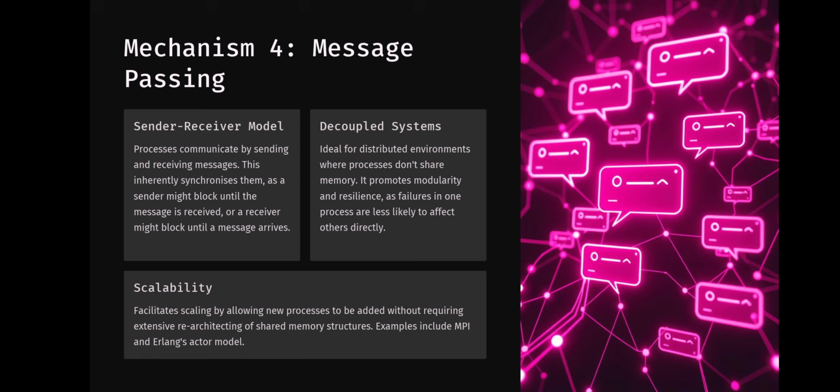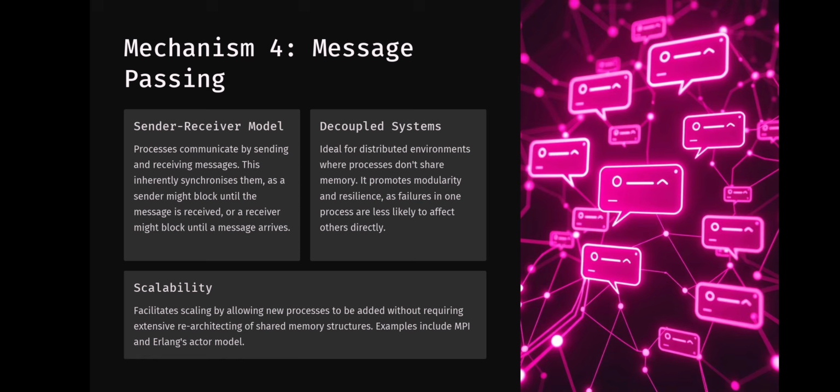Message passing. Mechanism number 4, message passing. Send and receive model. Processes communicate by sending and receiving messages. This inherently synchronizes them, as a sender might block until the message is received, or the receiver might block until a message arrives. Decoupled system.